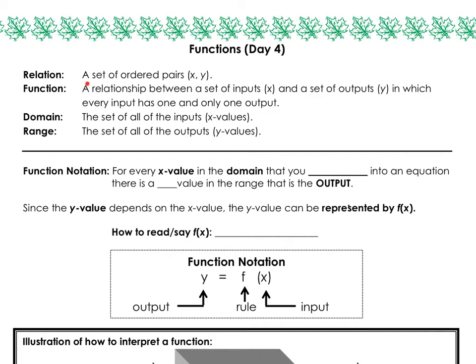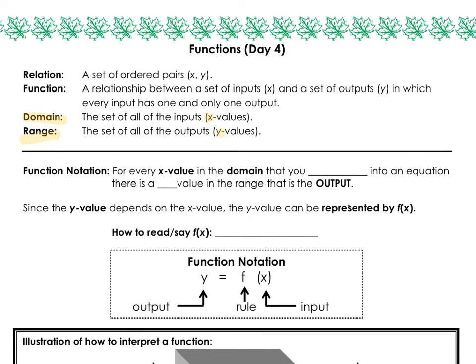So a relation is a set of ordered pairs x comma y. A function is a relationship between a set of inputs, those are our x values, and a set of outputs, those are our y values, in which every input has one and only one output. So our domain is the set of all of the inputs, or all of our x values. The range is the set of all of the outputs, or the y values. So it's important to remember that whenever we talk about a domain, we're talking about x values, and whenever we're talking about a range, we're talking about y values.